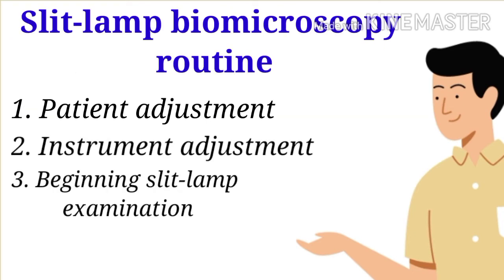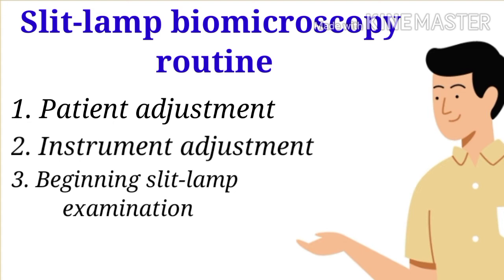Now friends, we are seeing the slit lamp biomicroscopy routine. While performing slit lamp biomicroscopy, the routine may be adopted. First, patient adjustment. The patient should be positioned comfortably in front of the slit lamp with his or her chin resting on the chin rest and forehead touching the forehead rest. Second, instrument adjustment. The height of the table housing the slit lamp should be adjusted according to the patient's height. The microscope and illumination system should be aligned with the patient's eye to be examined. The fixation target should be placed at the routine position.